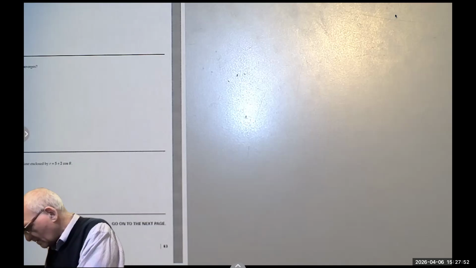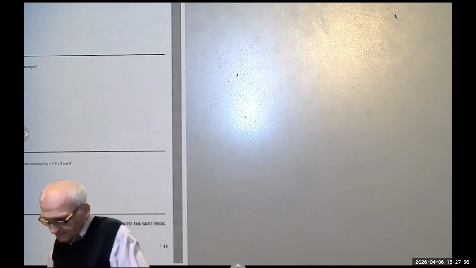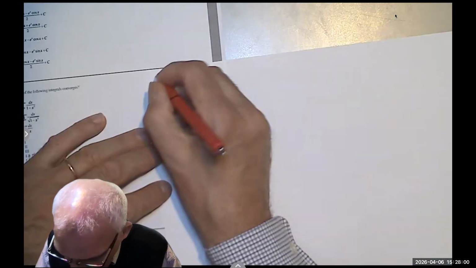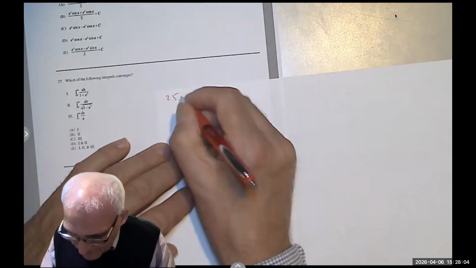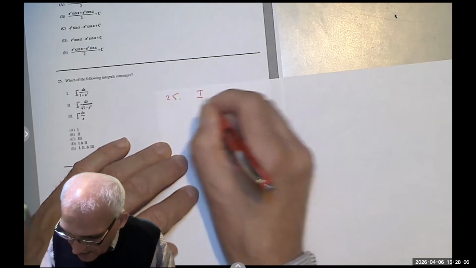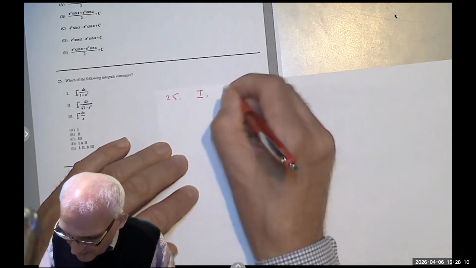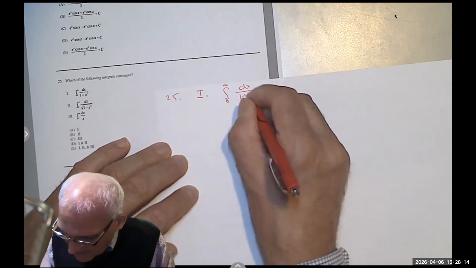Now, we still have 4 more. So let's go to number 25, and see what we have. 25. Which of the following integrals converge? The first one is the integral from 0 to infinity of dx over 1 plus x squared.